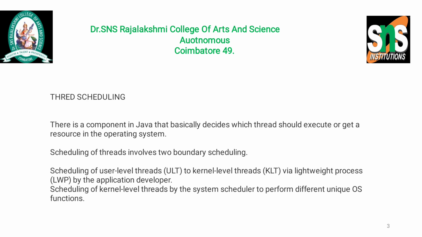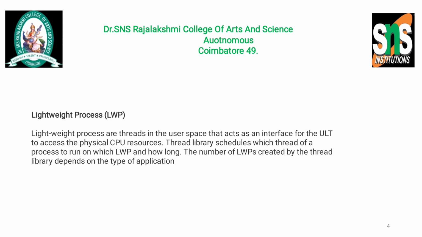A developer can decide which thread should be executed first, either at user level or at kernel level. So it is decided by the developer of an operating system. The scheduling of kernel level threads is done by the system scheduler to perform different unique OS functions. Thread scheduling helps to execute the total number of threads within a particular period of time without wasting resource utilization. Already we know a thread is a lightweight process.